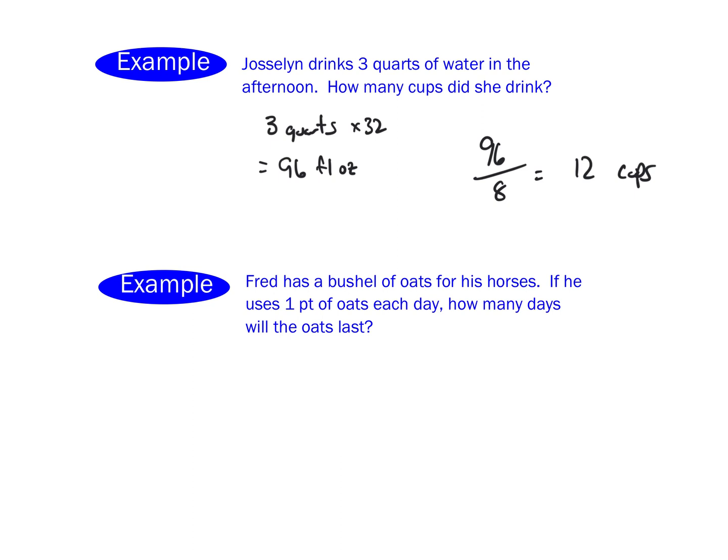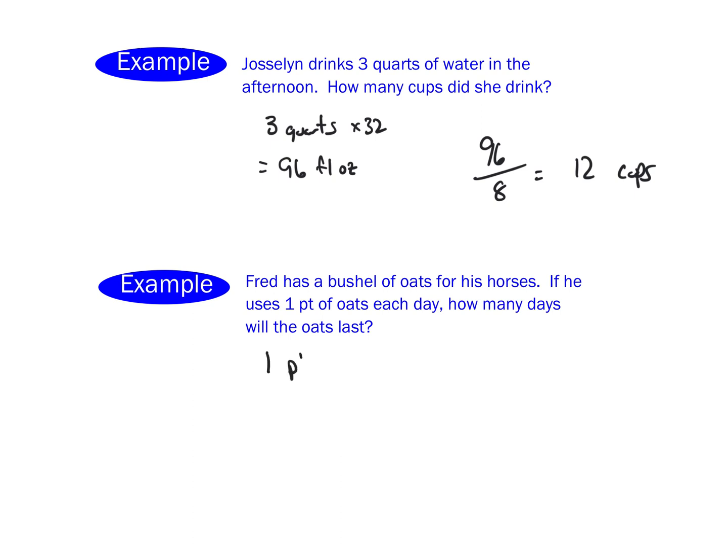All right, another example, just like the first one. Fred has a bushel of oats for his horses. If he uses a pint of oats each day, how many days will the oats last? Understanding that he has a bushel, so basically, how many pints are in a bushel? That's the question. And again, what we should do with both of those numbers is change them into ounces.